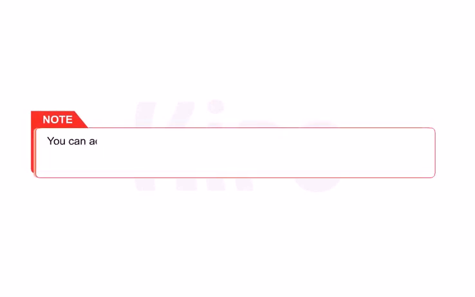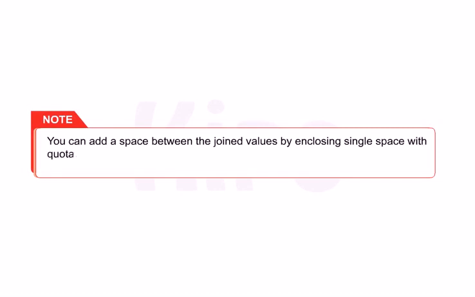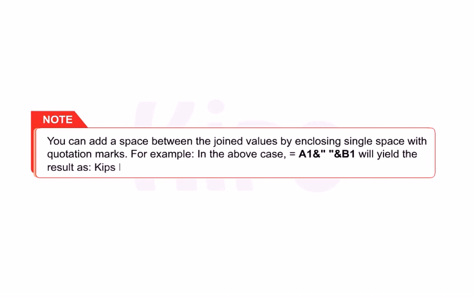Students, note that you can add a space between the joint values by enclosing a single space with quotation marks. For example, in the above case, equal to A1 and double quotes, space, double quotes close, and B1 will yield the result as KIPS India.